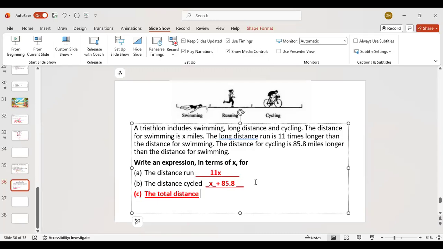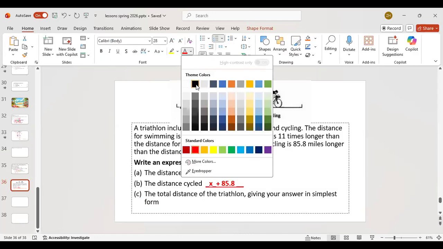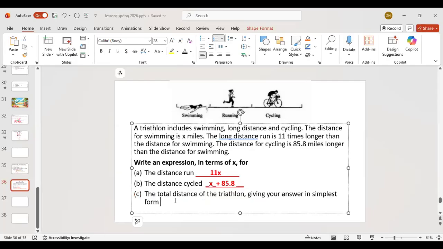of the triathlon, given your answer, in simplest form. The total distance of the triathlon, given your answer in simplest form. All right. So we want to figure out what is the total distance now.